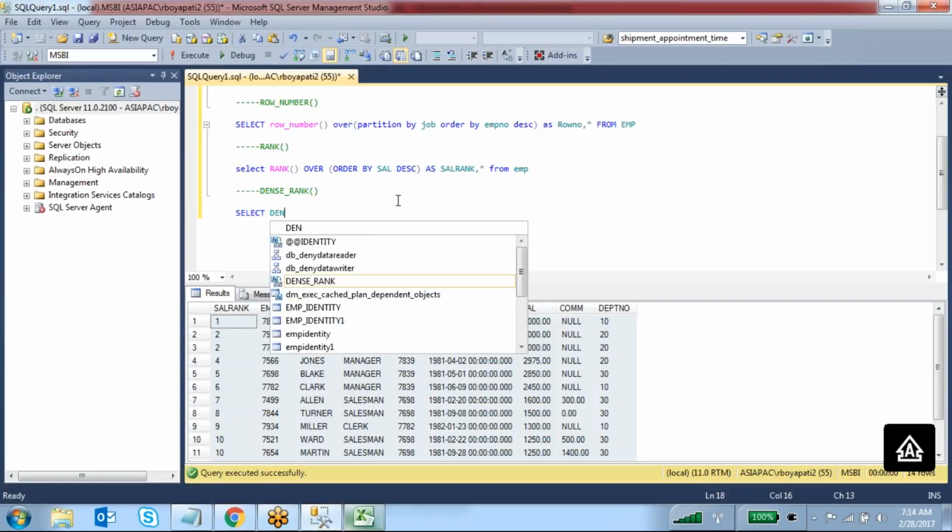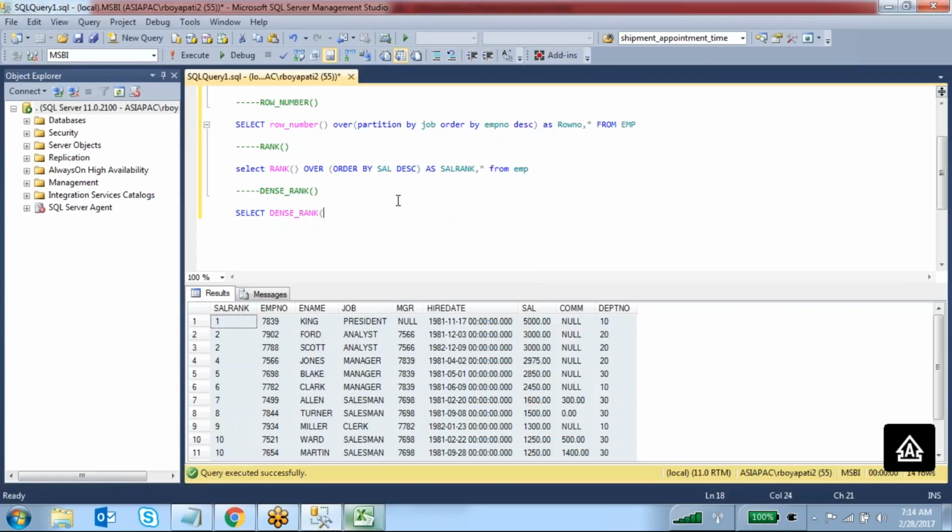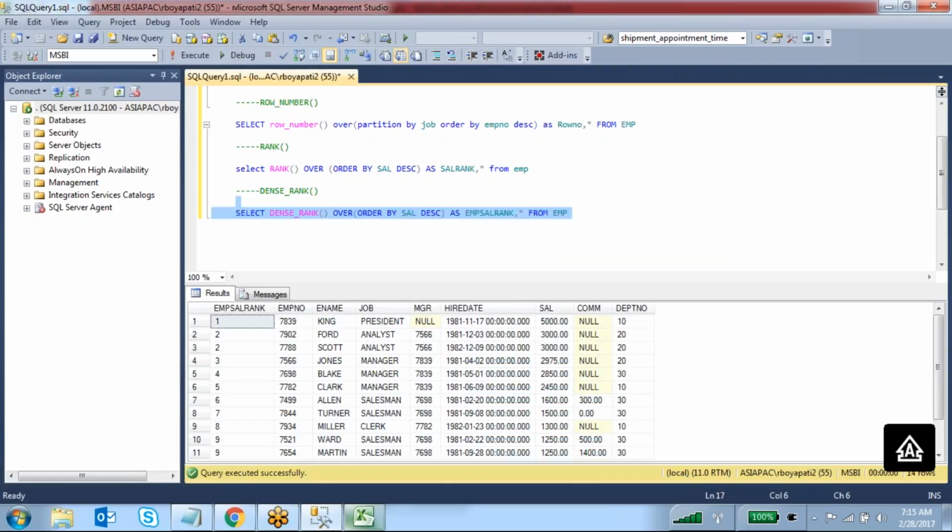Select dense rank over order by salary descending order, comma, star from EMP, as EMP salary rank. You just execute this one. See, this has 5000, the first rank is coming, and the next one is 3000 for the two employees, so the second rank is coming. The next one is 2975. This is the third rank, so it is giving third.